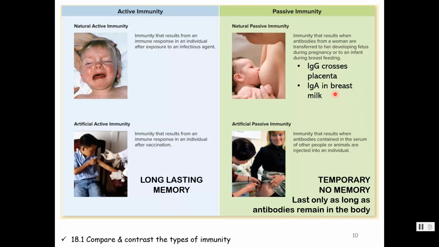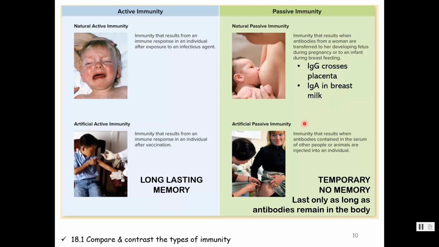Also, if that mother continues to breastfeed, there is secretory IgA in colostrum and also in breast milk. So that's going to protect the baby's intestinal lining. So this is an example of natural passive immunity. There will be no memory. It's going to be temporary. Those IgG antibodies from in utero are going to be lost slowly, gradually over time. And then once that mother stops breastfeeding, that baby's no longer getting that IgA protection of the mucosa.